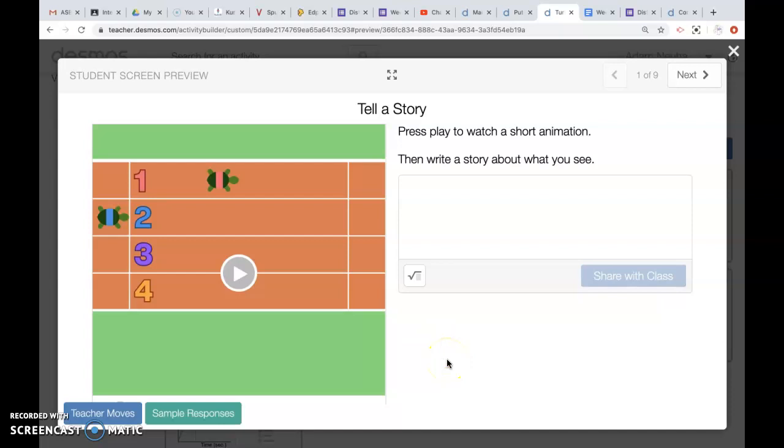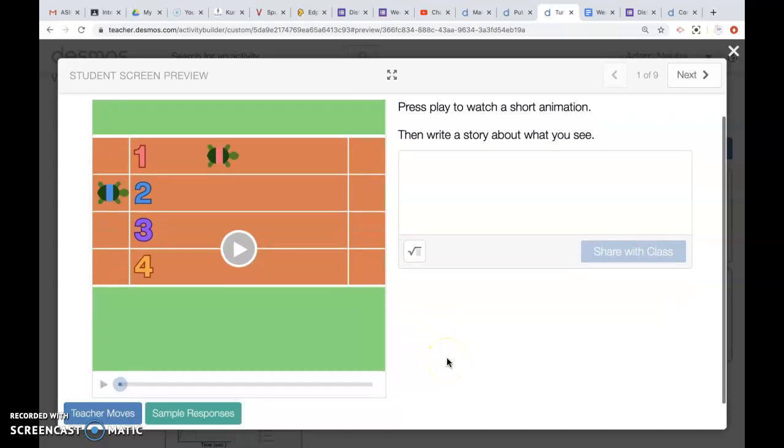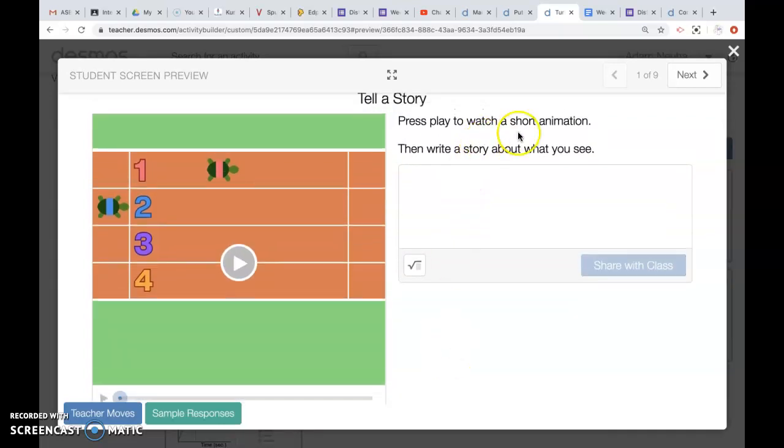Okay, so for the first slide, right now it just says press play to watch a short animation and then write a story about what you see. So in these kind of like notice and wonder slides, I just want you to write as much as you can. And if you can integrate some mathematical language in these explanations, then perfect.